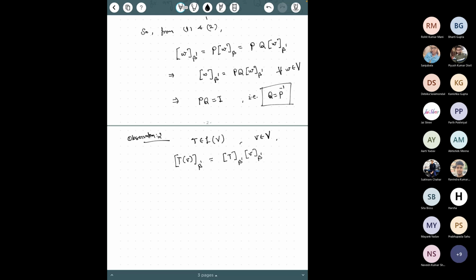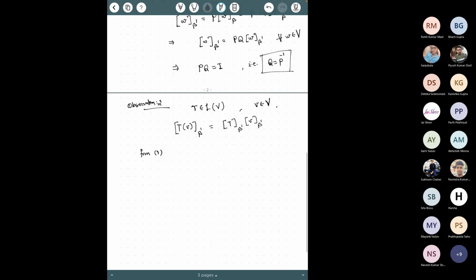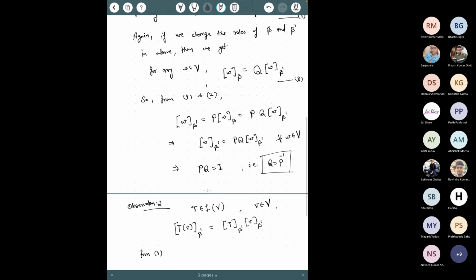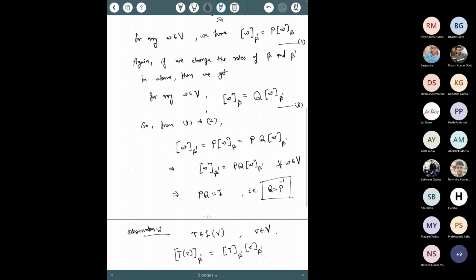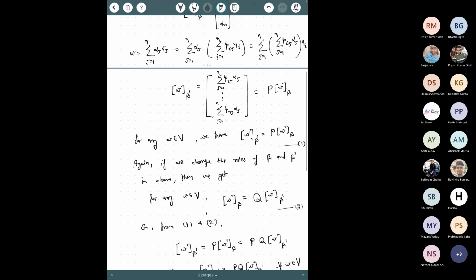For any vector v, this is true. So what was 1? From 1 we have that for any vector w, the matrix of w with respect to basis B is equal to Q times the matrix of w with respect to B dash. Similarly from 2. So from 1, if I apply it on T of v, the left hand side would be P times the matrix of T of v with respect to B dash. This is because for any vector this is true, so instead of w, I apply it for the vector T of v.